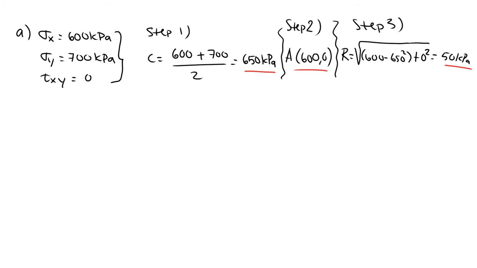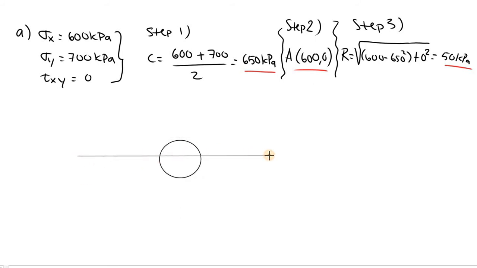Since I'm doing this on my computer, I'm just going to simply start with a circle because I know my radius, right? 50. It's not very big. I also have my normal stress axis, which is the horizontal axis. Again, it's positive towards the right. And then we also have our vertical axis, which is our shear axis.